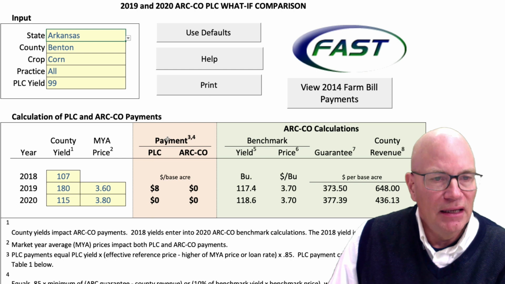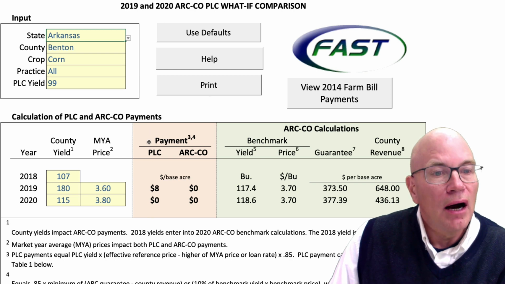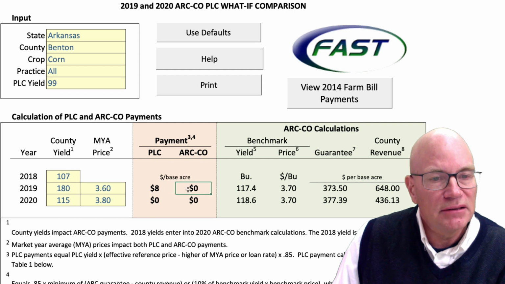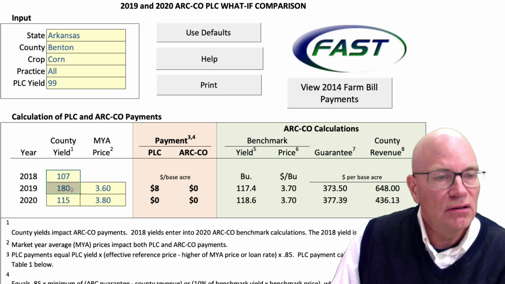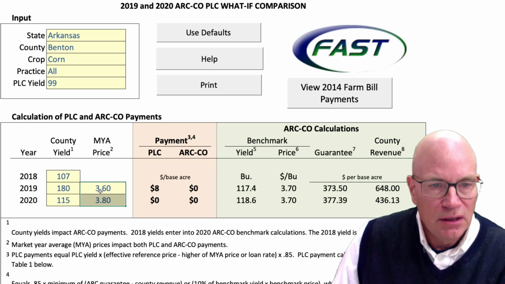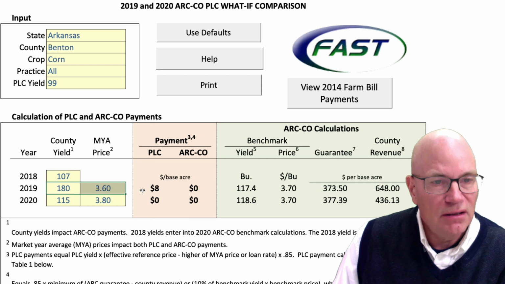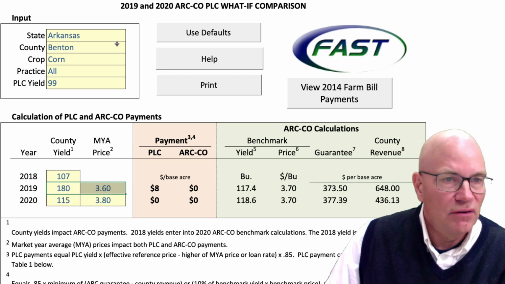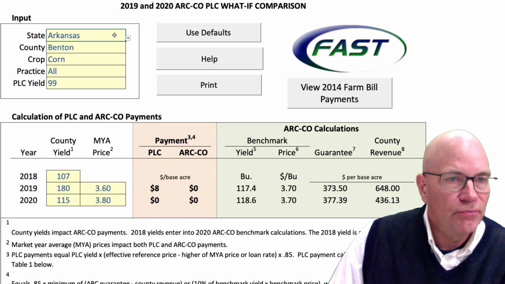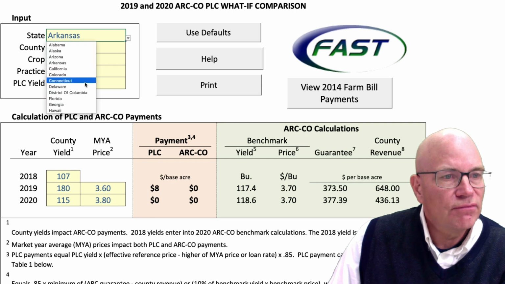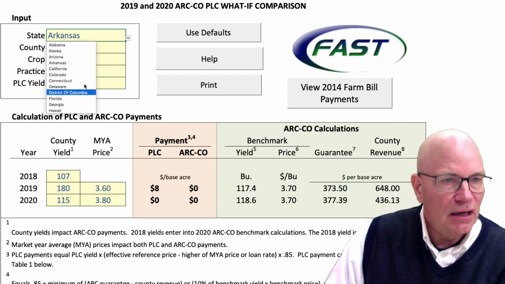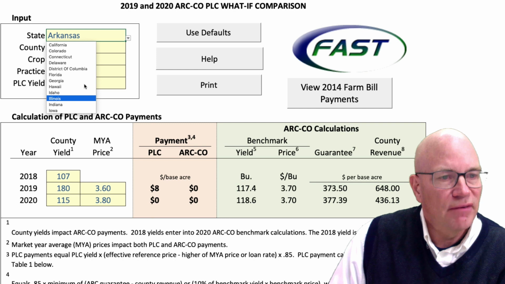This main page will give you ARC and PLC payments, dollars per base acre for a set of county yields and market year average prices that you enter. So if we change these county yields and market year average prices, we will get different payments here. This tool works for all states and counties for which FSA has provided data.